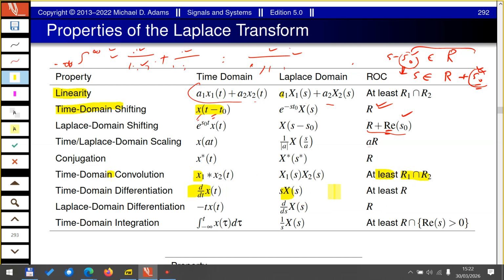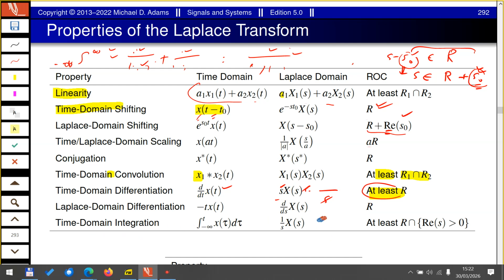Differentiation can make the ROC larger, at least R, right? And the reason is this, because differentiation corresponds to multiplication by s. It is possible that capital X has a pole at s, and this actually cancels it, right? So because cancellation of poles is possible, that's why it's at least R.